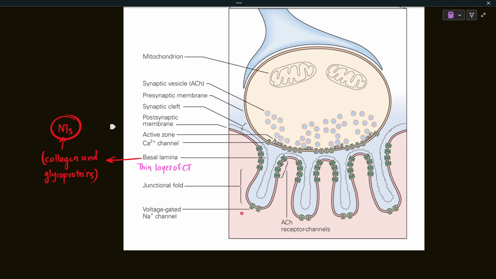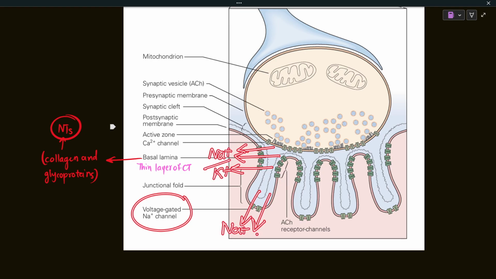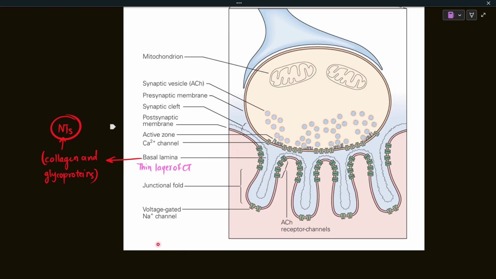Once this reaches the threshold value, it will suddenly open multiple voltage gated sodium ion channels. Now there will be influx of sodium ions through those voltage gated sodium ion channels, as well as through the ACH receptor. There will be influx of sodium and potassium, and here the influx of sodium will be seen. So there will be a sudden increase in membrane potential, and that will create the action potential.